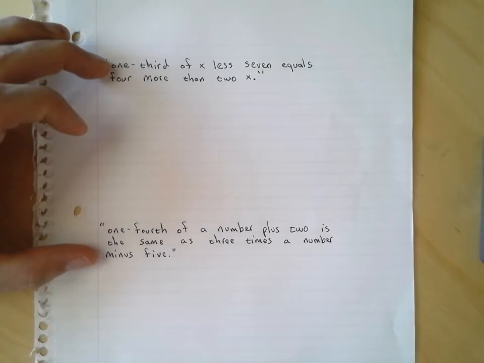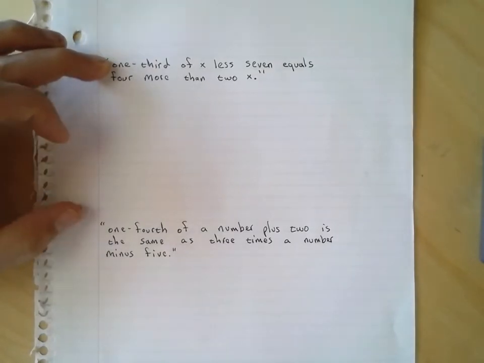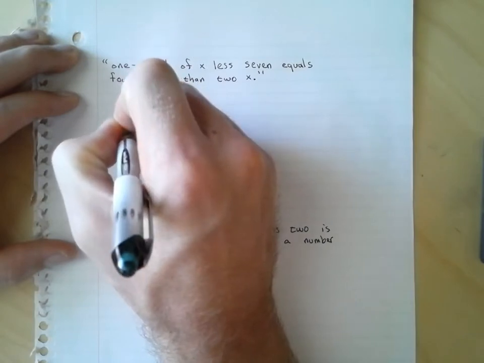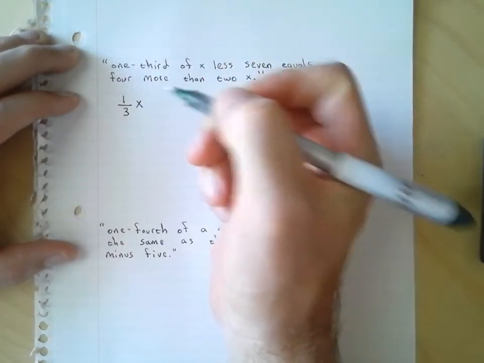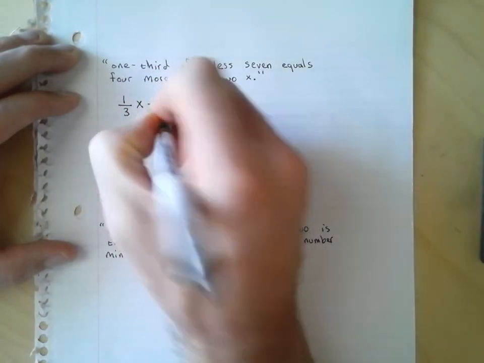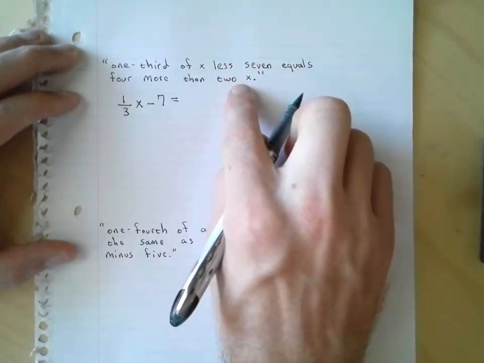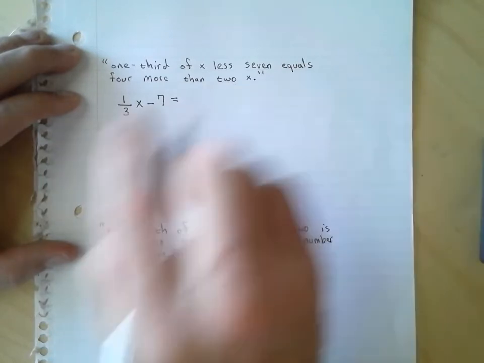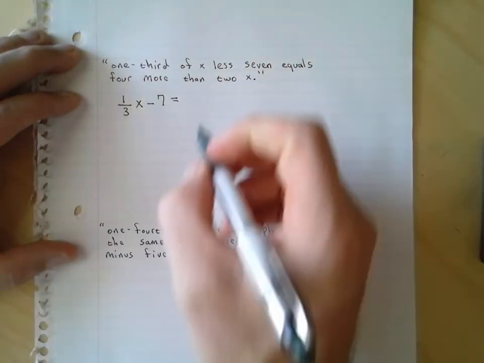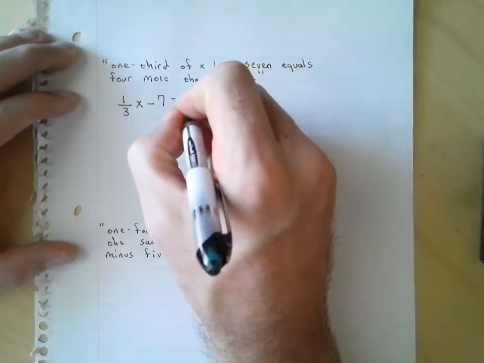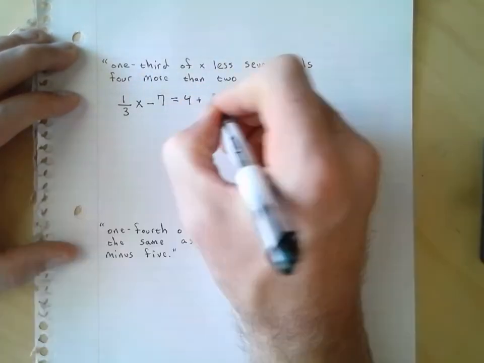The first one here, 1/3 of x less 7. If you were to write that with an equation, it would look like this. 1/3 of x less 7 equals 4 more than 2x. This part is going to feel a little bit backwards. There's two ways you could do it. I'll try and do it without backwards. 4 more than 2x.